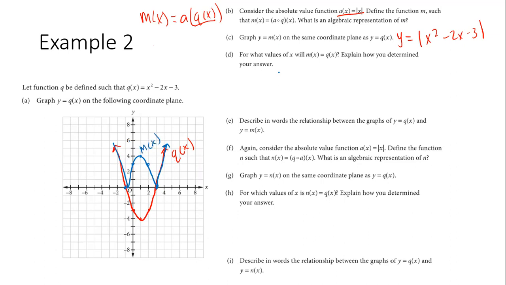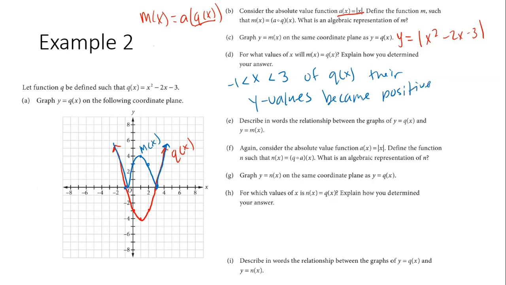So explain what took place. So all the x values between -1 and 3 of q of x, their y values became what? Positive. That's what happened mathematically. What happened visually? It made a W, but all values are above the x-axis, right? Graph is above x-axis.